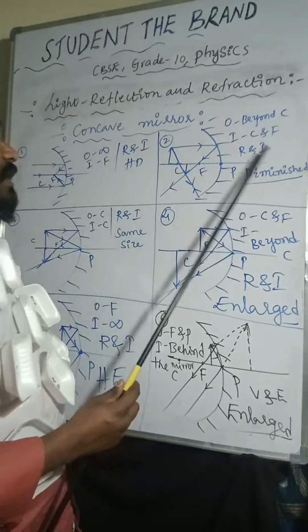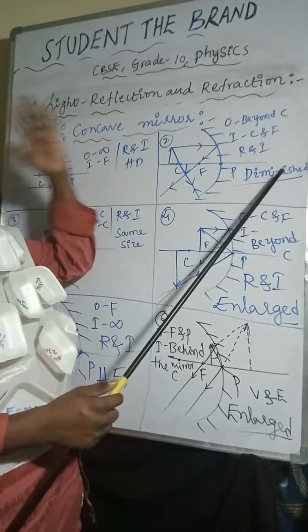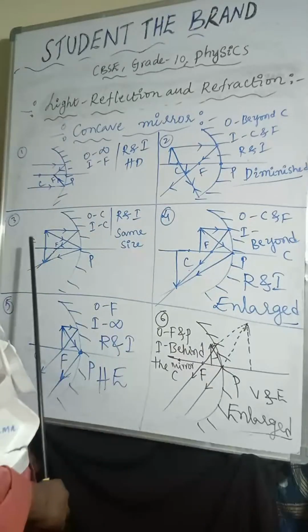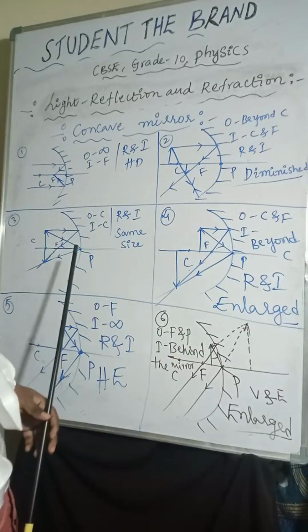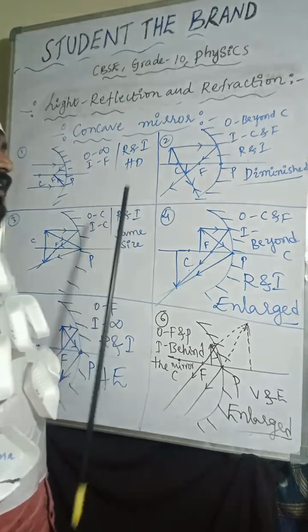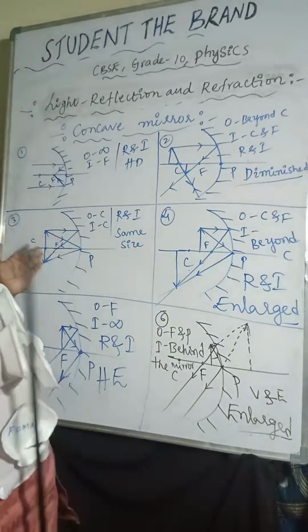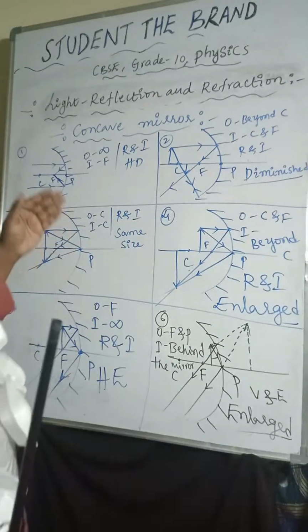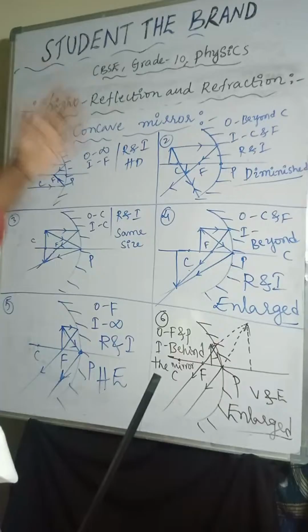What is the nature of the image? Real and inverted. What is the size of the image? Diminished. Object is placed at C. Image is formed at C. Nature of the image is real and inverted. What is the size of the image? Same size. Object is placed at C, image is formed at C, real and inverted, same size.